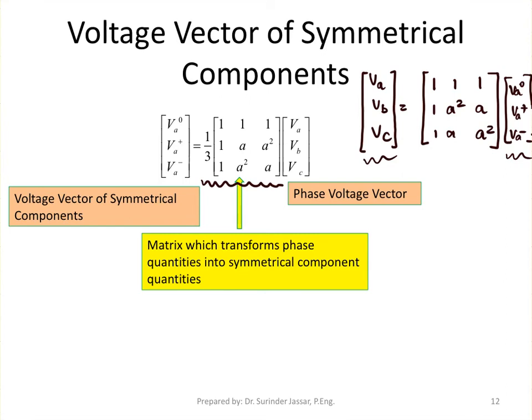Then what we have to do is take the inverse of this matrix, the inverse of the transform matrix. Here we are not showing the inverse derivation, but we are just assuming that this is the inverse of the transform matrix. This is the matrix 1/3, and please pay attention, it is A square, it is A. So this matrix transforms the phase quantities into symmetrical component quantities.